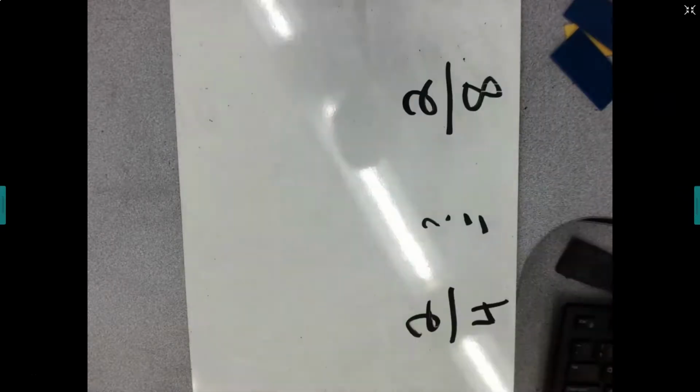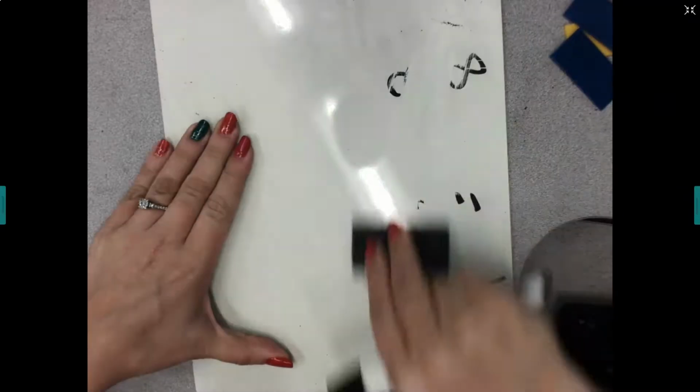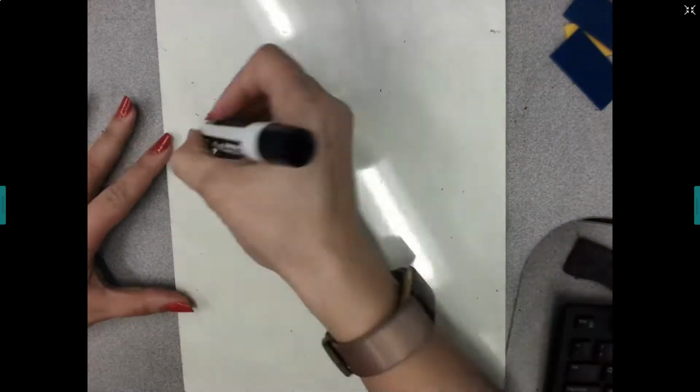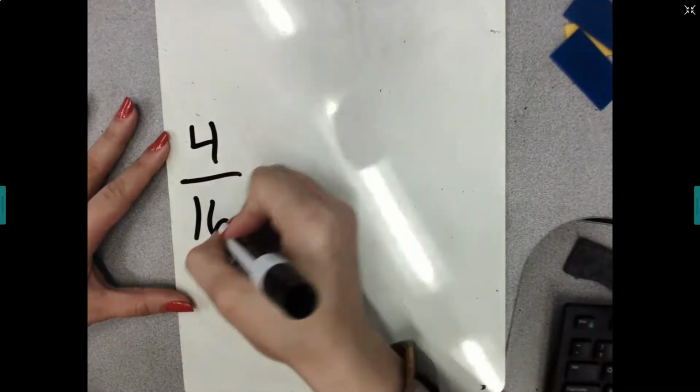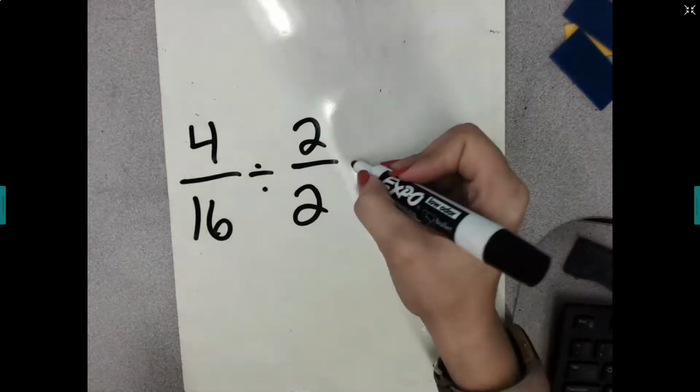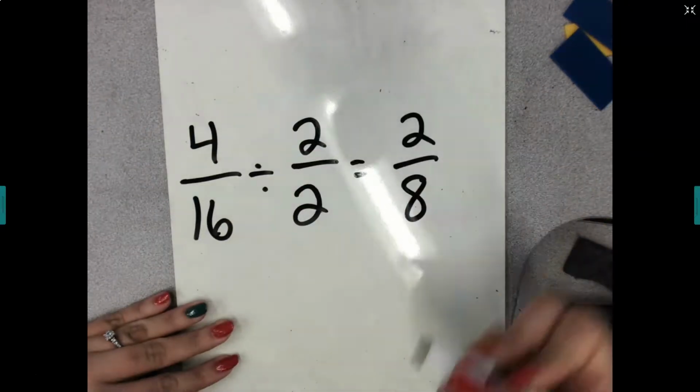Let's say I did not know that 4 was the greatest factor that they had in common. Let's just say I thought that it might be 2. Okay? So I say, okay, I can divide 4 and 16 both by 2. I end up with 2/8.